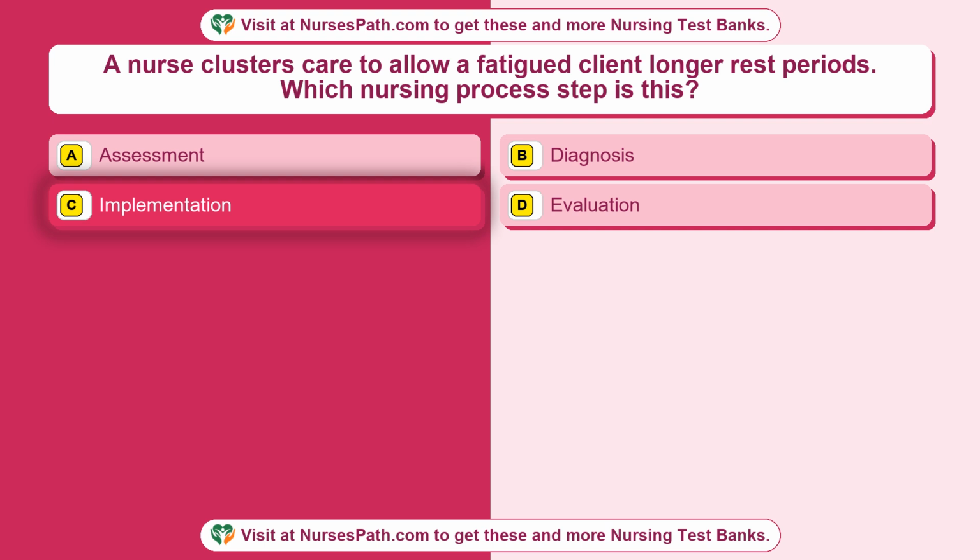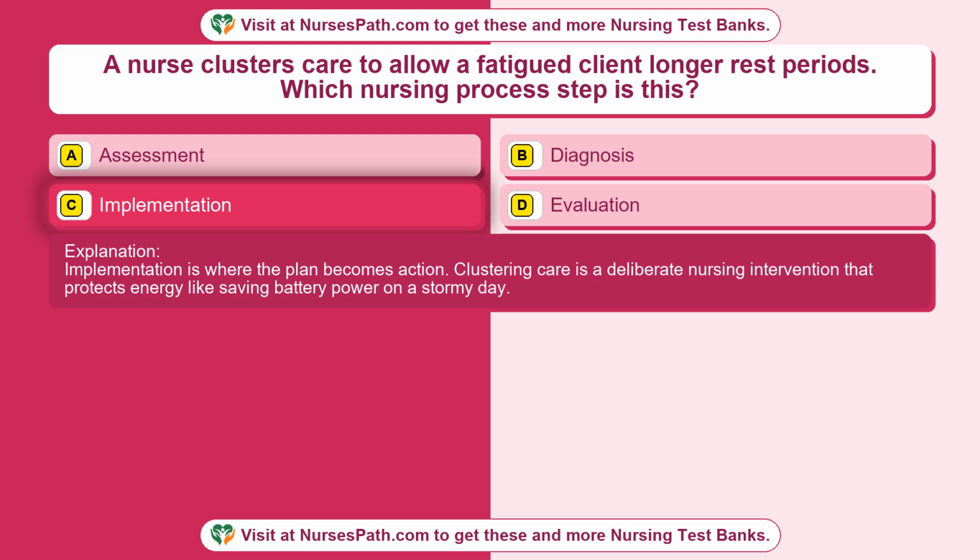The correct answer is option C, implementation. Implementation is where the plan becomes action. Clustering care is a deliberate nursing intervention that protects energy, like saving battery power on a stormy day.